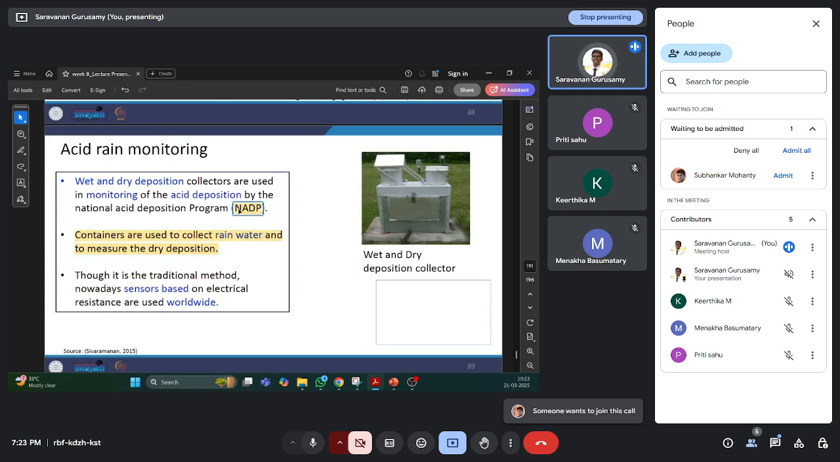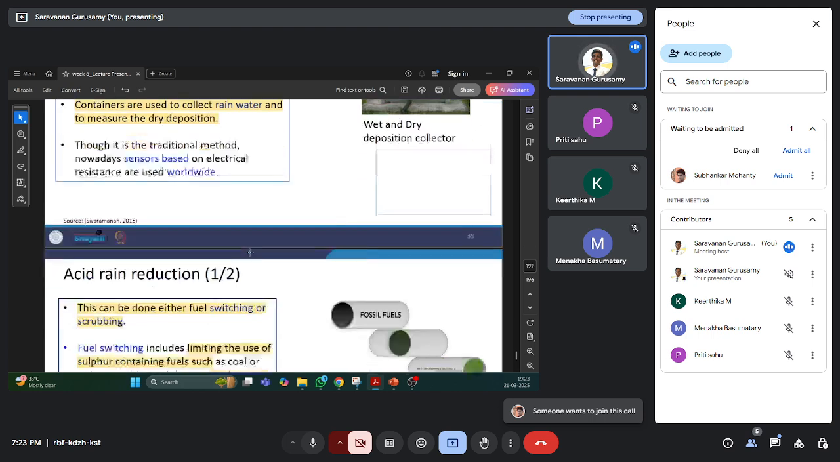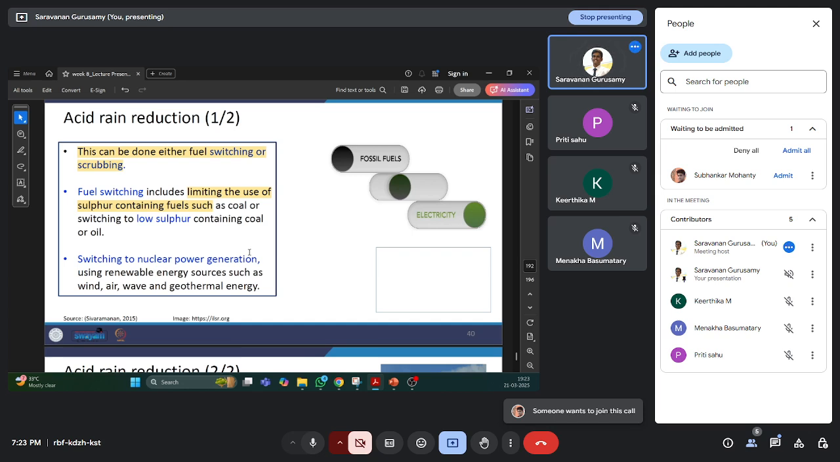So acid rain monitoring can be done with NADP, that's the National Acid Deposition Program. In containers, rainwater will be collected and measured. Then switching is one of the programs, and scrubbing is the other program.